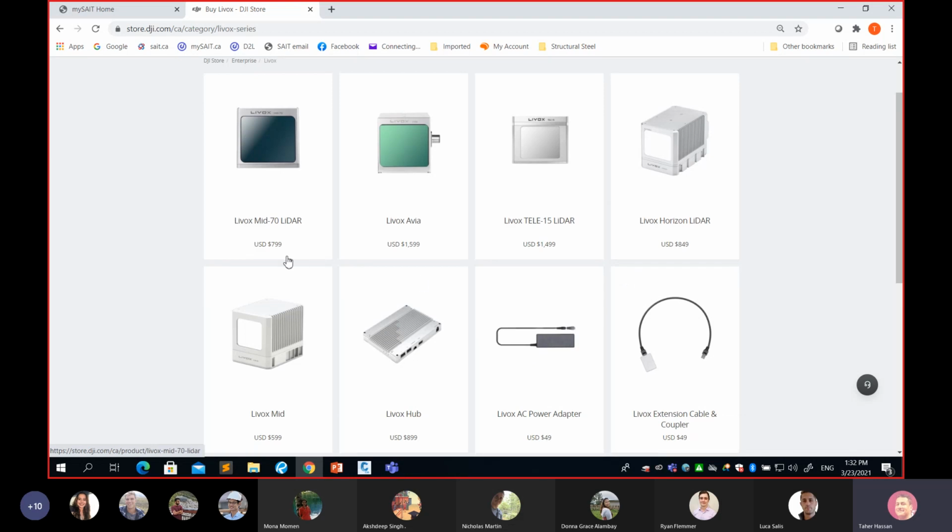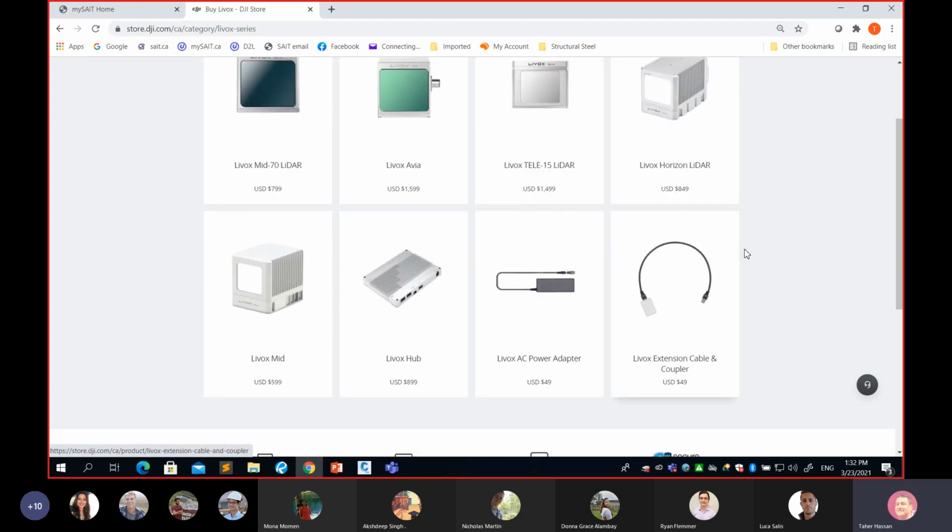Please take a look. There are 5 different models of 3D laser scanner. Do you see the price? This one, for example, is called Livox Mid-40. This is a laser scanner which is 600 US dollars. And if you add a data cable and power cable, that will add another $100. So it's like 700 US dollars, which is roughly about 1,000 Canadian dollars.